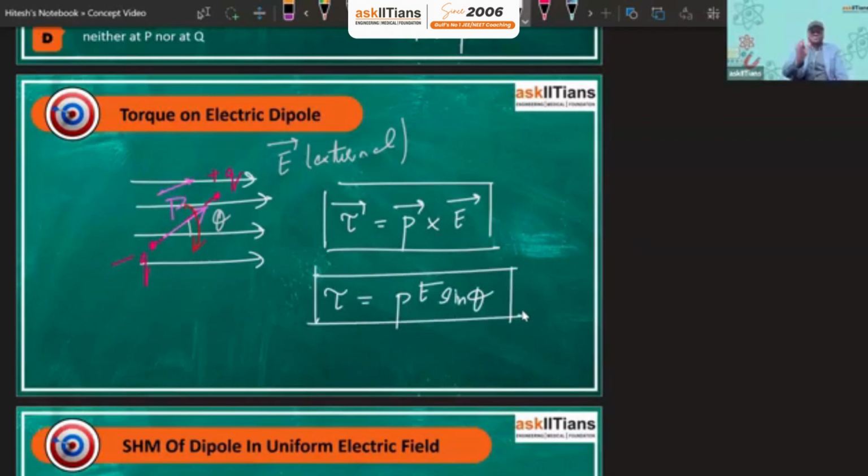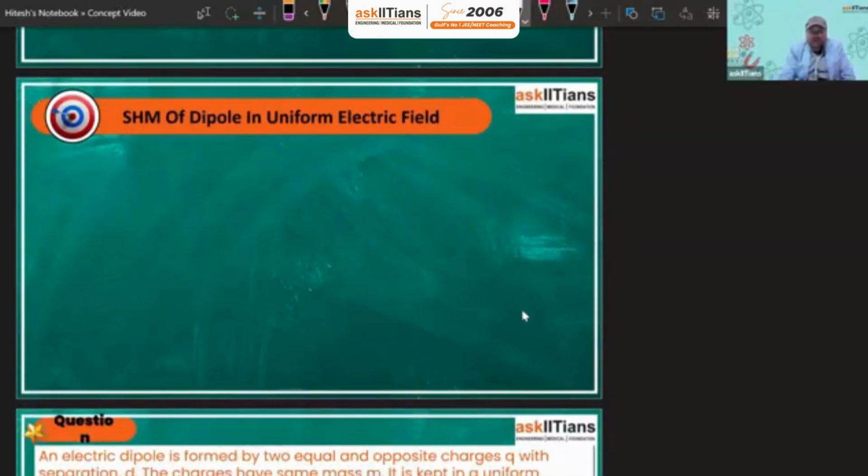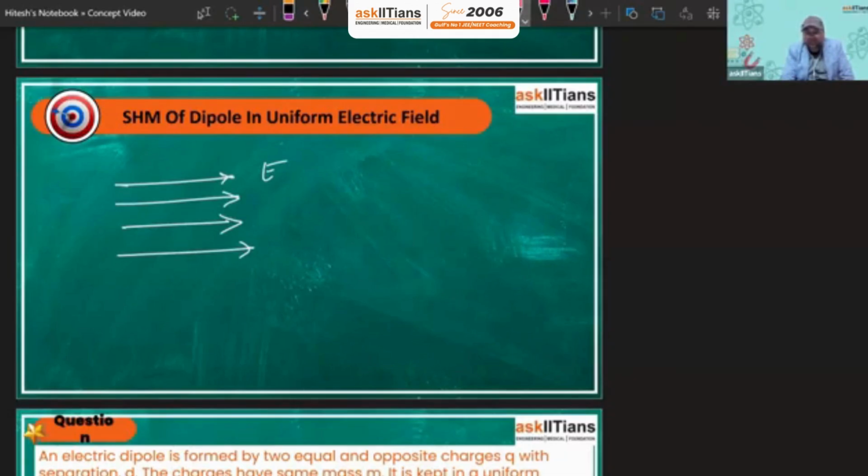PE sine theta. Great. All right. Then we have SHM of dipole, right? So this again comes from this fact that, let's say I have this electric field, right? And I have a dipole placed like this. Let's say I'm taking a dipole like this, right? This is a dipole, right?